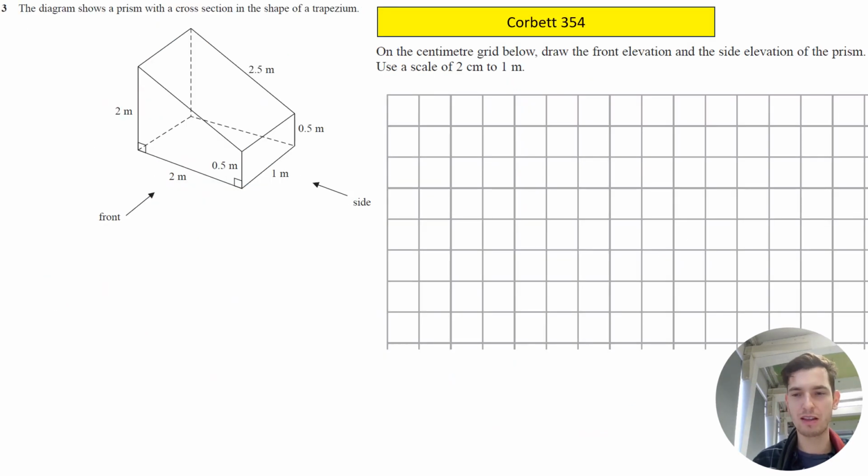Okay, question 3, and this is the first question I put a Corbett reference on. So if you want to practice this more, if you struggle with this question, you can go to Corbett 354. We haven't seen this question for a while, but we did do it in year 9, and we will recap it soon. So the diagram shows a prism with a cross section in the shape of a trapezium. On the centimeter grid below, draw the front elevation and the side elevation of the prism, and we're told a scale. So 2 centimeters to 1 meter.